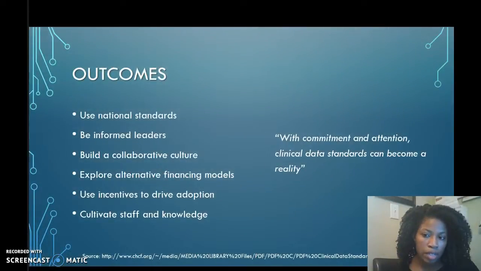Here we have listed the lessons learned by the author and the surveyor of the 5 case studies that they determined after analyzing and going through the processes for this article. Use national standards, be informed leaders, build a collaborative culture, explore alternative financing models, use incentives to drive adoption, and cultivate staff and knowledge.